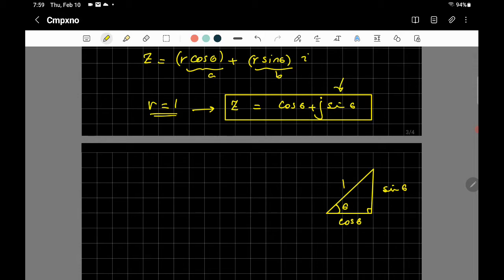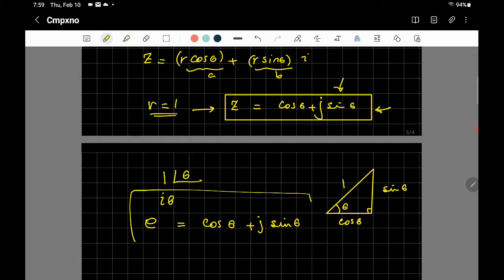Euler said you can express this in a different form. If you do the polar form, as we said before, 1 and angle theta, Euler said we can write it in exponential form, e to the power of i theta, that will represent this. So e to the power of i theta is equal to cosine theta plus j sine theta. That's the Euler identity.